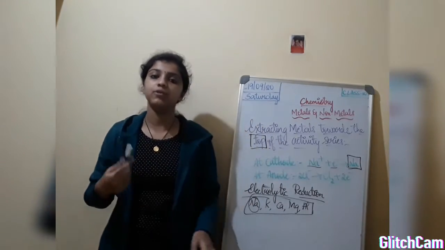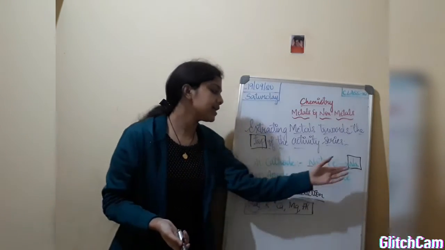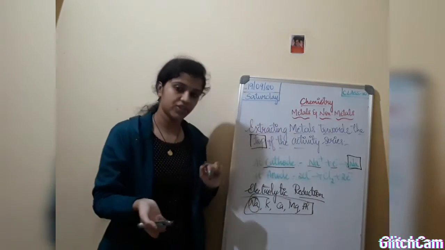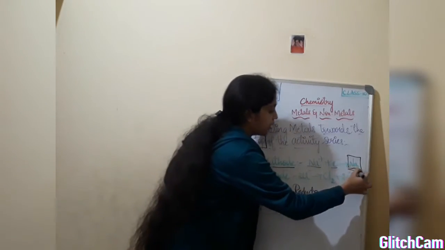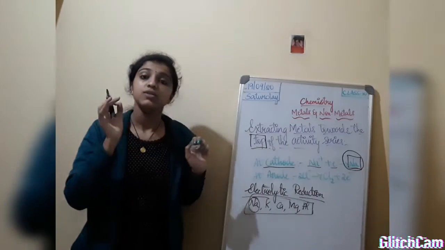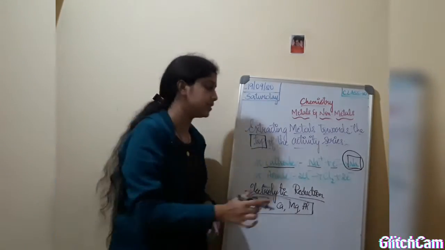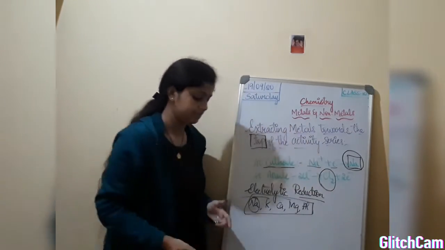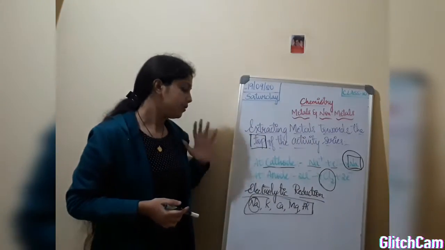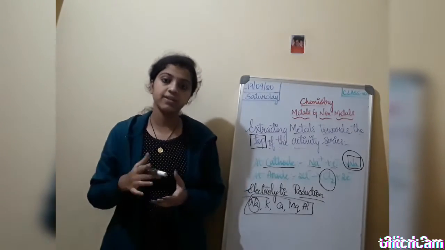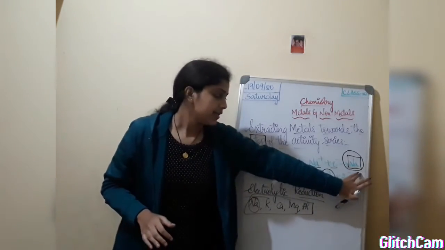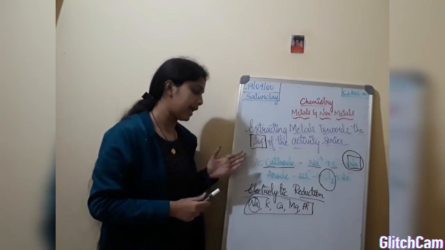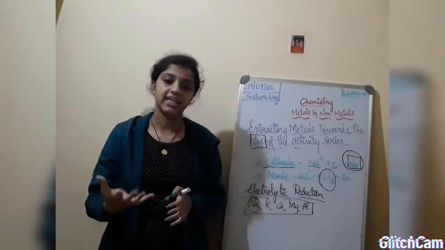Sodium, potassium, calcium, magnesium, aluminium are the most reactive metals. So for example, when we take sodium, due to electrolytic reduction, sodium in its free state is deposited at the cathode, and at the anode, chlorine gas is liberated. So this is a process of electrolytic reduction where we get the most reactive metals at the cathode, and at the anode gases are released.